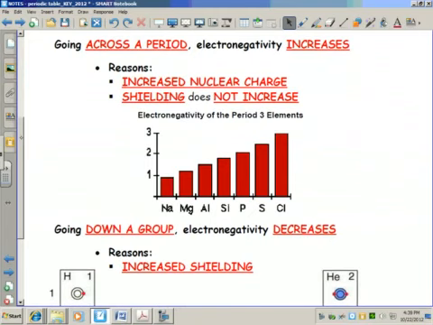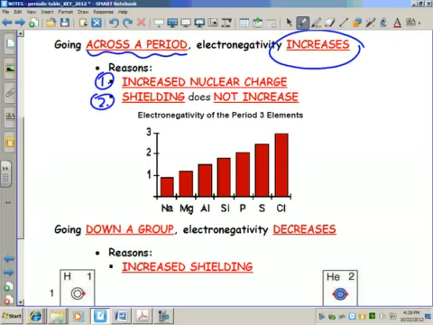Now let's talk about the trend. Going across a period, electronegativity increases. Why? Well, let's look at the same two factors we've been looking at all along. Nuclear charge increases. We've already said the effect of an increased nuclear charge is to pull the electrons in more tightly. Shielding does not increase, but nuclear charge does. So nuclear charge is fighting nothing. For that reason, electrons get pulled in more tightly, and that also means that as the nuclear charge increases, an element has a greater tendency to attract other elements' electrons. That's where your electronegativity increase comes in.